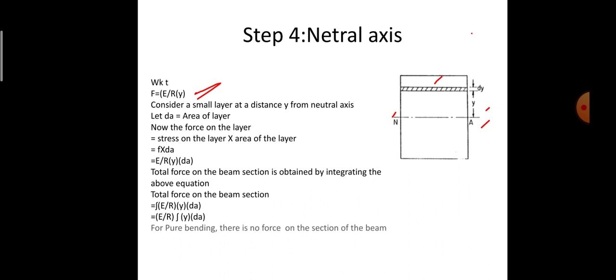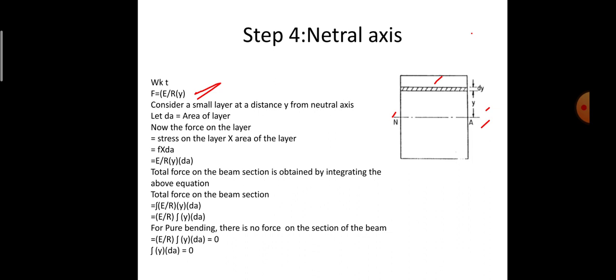If it is a pure bending case, then there will not be any existence of force on the section of the beam. So I can equate E by R times the integration of y into dA as 0. Therefore, the integration of y into dA is 0. E by R cannot be equal to 0. Therefore, y into dA represents the moment of area dA about the neutral axis. Hence, the integration of y into dA represents the moment of the entire area of the section about the neutral axis.